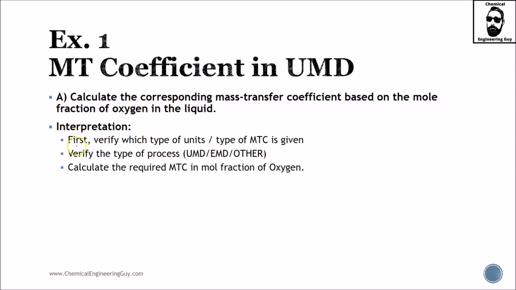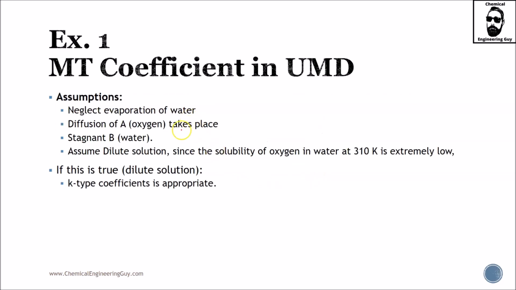And first, let us interpret this. Verify which type of mass transfer coefficient is given. Remember, we can have concentration, molar composition, and I think, yeah, partial pressure. Verify the type of process, either UMD, EMD, or other type of process. In this specific case, we are going to assume UMD, and calculate the required mass transfer coefficient in mole fraction of oxygen. So this is also important. It must be on oxygen.